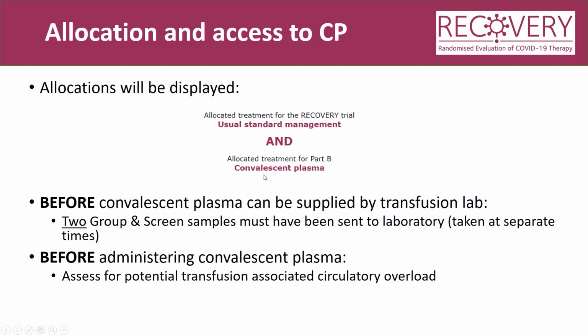It is important for you to remember that just like all blood products, convalescent plasma cannot be supplied by your transfusion lab until 2 group and screen samples have been sent, taken at separate times. It may be that one of these is sent as routine when a patient is first admitted to your hospital, but it's important that that be followed with a second sample before the lab can issue the convalescent plasma. And before prescribing the convalescent plasma, please consider potential risk of transfusion-associated circulatory overload, which I will talk about more shortly.